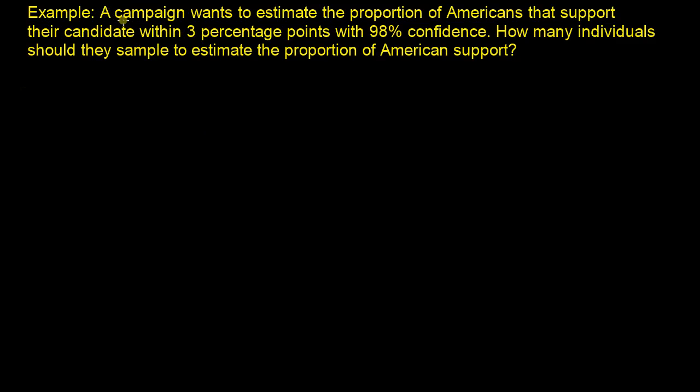So let's go ahead and read this example. A campaign wants to estimate the proportion of Americans that support their candidate within 3 percentage points within 98% confidence. This confidence interval is slightly different. Find how many individuals should they sample to estimate the proportion of American support. Okay, so let's go ahead and write down our equation. Z alpha divided by 2 squared, P hat, Q hat, divided by E squared.